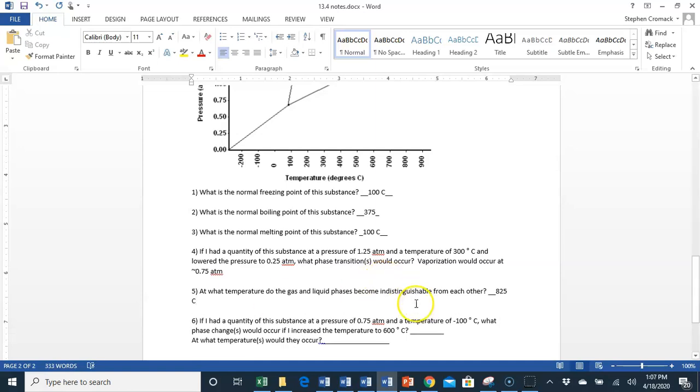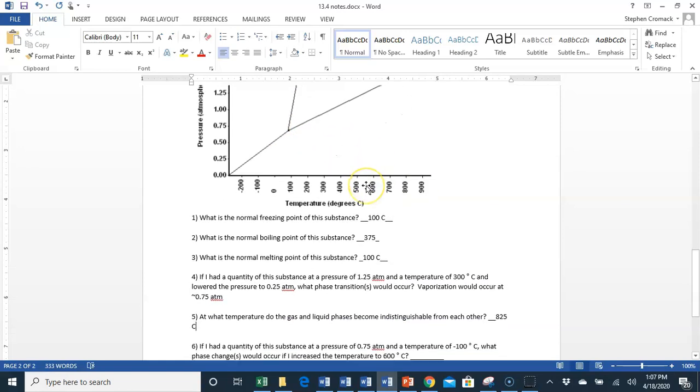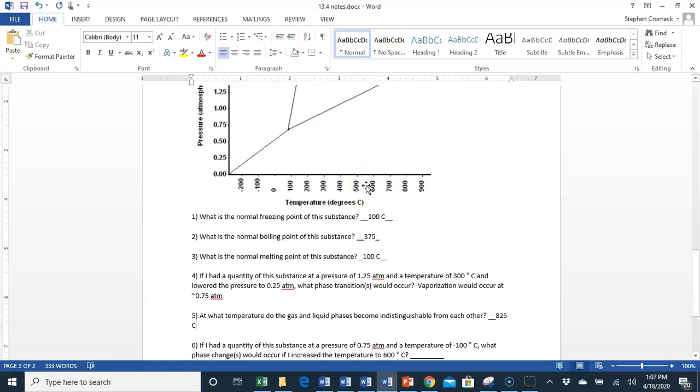And then the last question: if I had a quantity of the substance at a pressure of 0.75 atmospheres and a temperature of -100 degrees Celsius, so we're going to go over, and that puts us right in this liquid range. We want to know what phase change is going to happen if I increase the temperature to 600. So we're here, we're going to go to 600, and we're going to cross this line. Then we want to know at what temperature that change would occur.